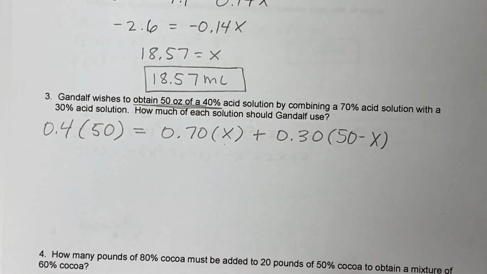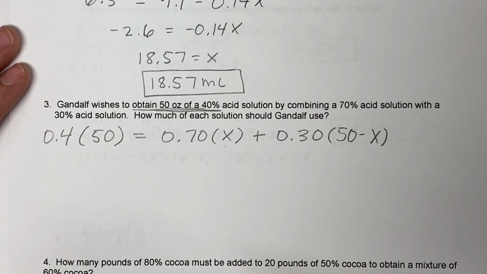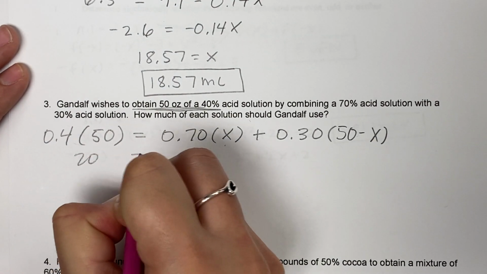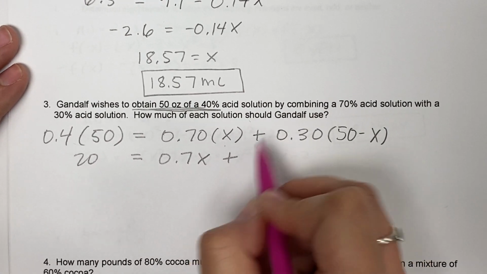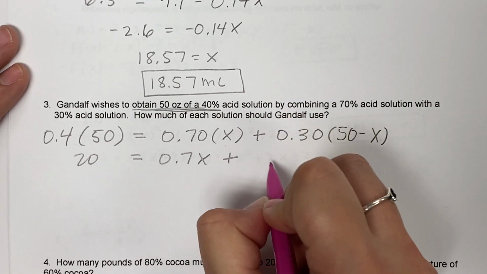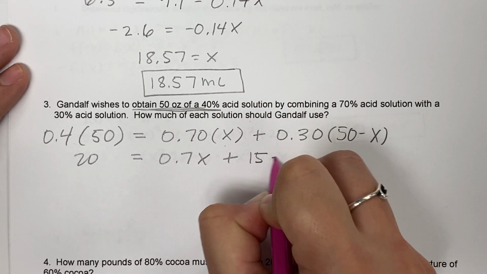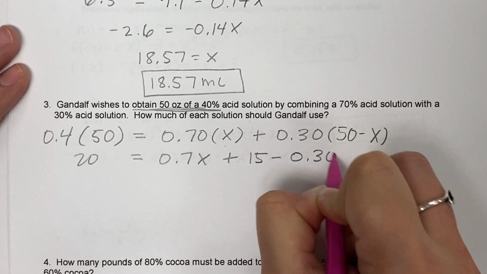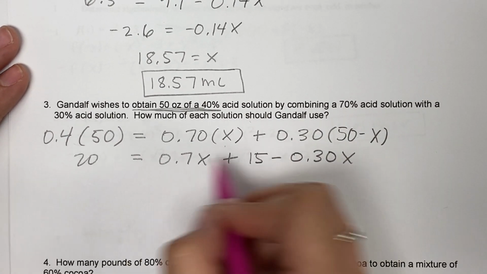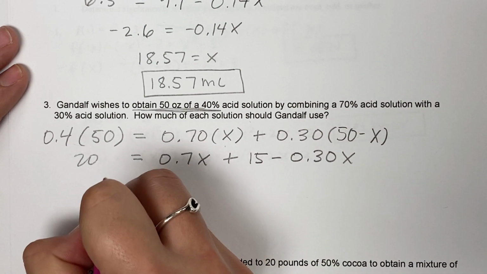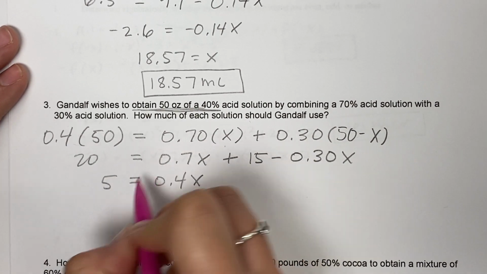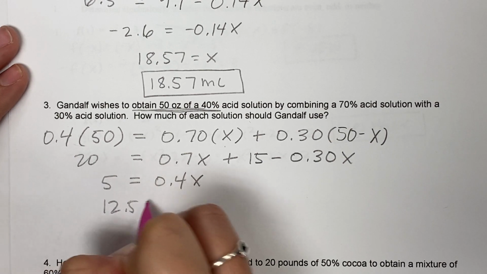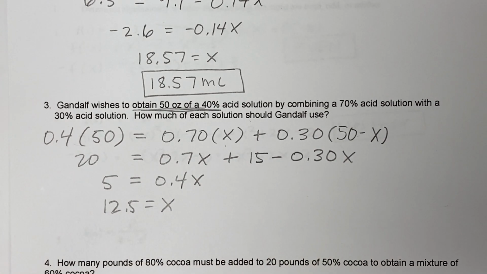Great. So now we're just solving for X. We're doing our algebra. So this piece is 0.7x. Distribute your 0.30, 15 minus 0.30x. Combining like terms, bring the 15 across. So I solve for x.